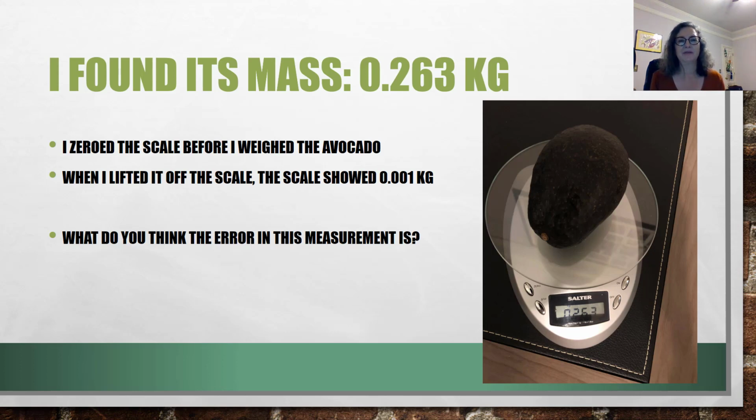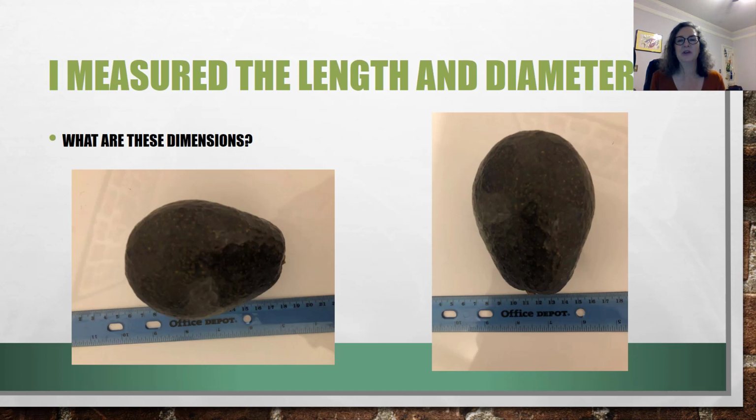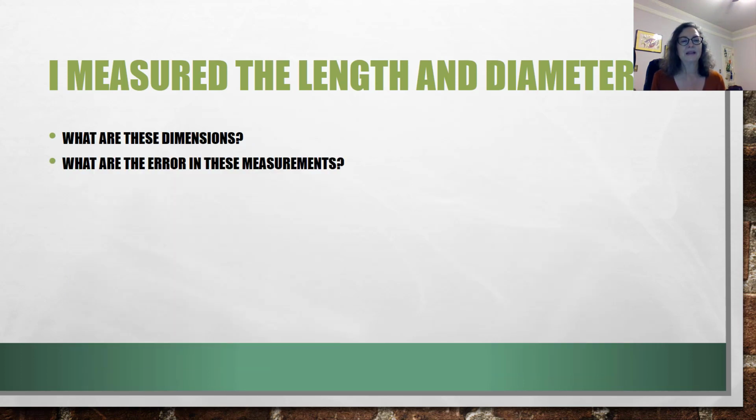But now, let's look at figuring out the volume. So I measured the length and the diameter of this avocado. And so these are the measurements, and I'll let you pause the video or download the original slide set so you can zoom in on the pictures and maybe get a better estimate of that. But I want you to figure out what are the length and the diameter of this avocado, however you define those things. And then, so think about then what are the errors in those measurements?